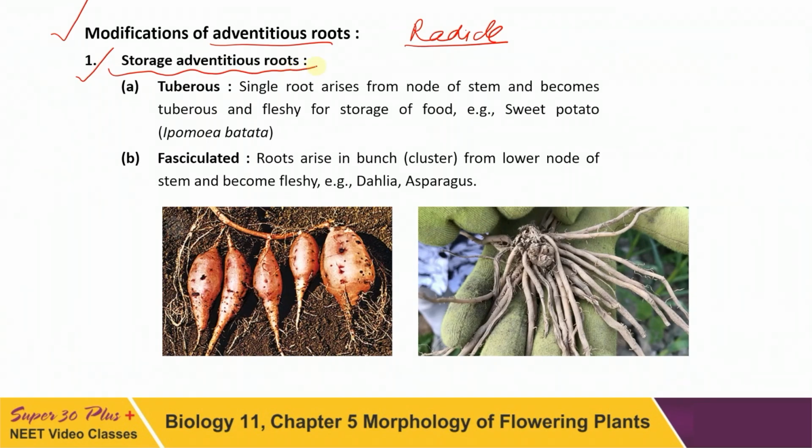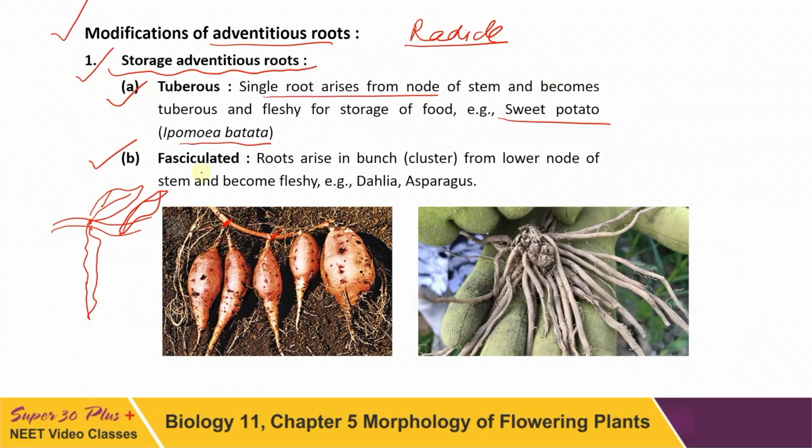Storage adventitious roots: one is tuberous. You are seeing the example of this. This is the stem, these are the nodes of the stem, and this is the leaf. From the node, the root will come out. It will store the food, and in due course of time it will become tuberous, as seen in the case of sweet potato. A single root arises from the node, goes underground, stores the food and becomes a tuberous one.